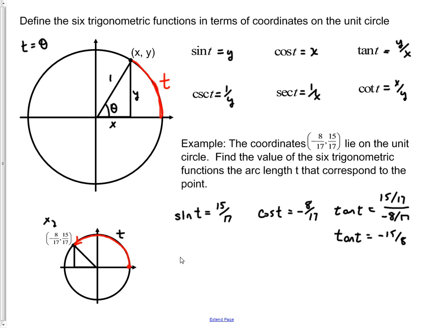Now I can continue like this. If I take the cosecant of t, I'm taking the reciprocal of my sine, so my cosecant value would be 17/15. Cosine has a reciprocal of secant of t, and in this case that's going to be negative 17/8. And of course the cotangent of t is the reciprocal of tangent, so the cotangent of t will be negative 8/15 this time. Well, that's what we were looking for, so we're off to a good start.